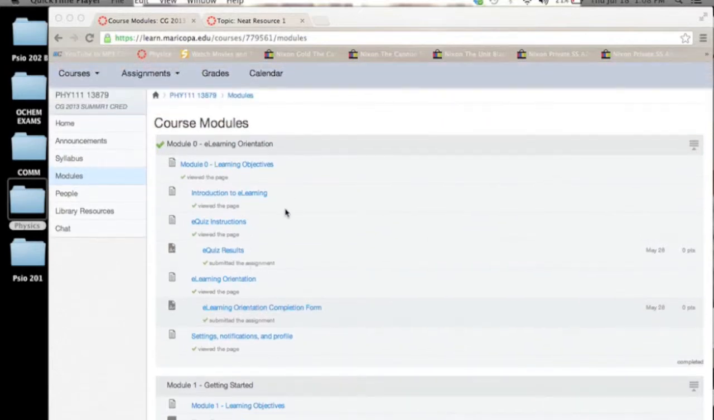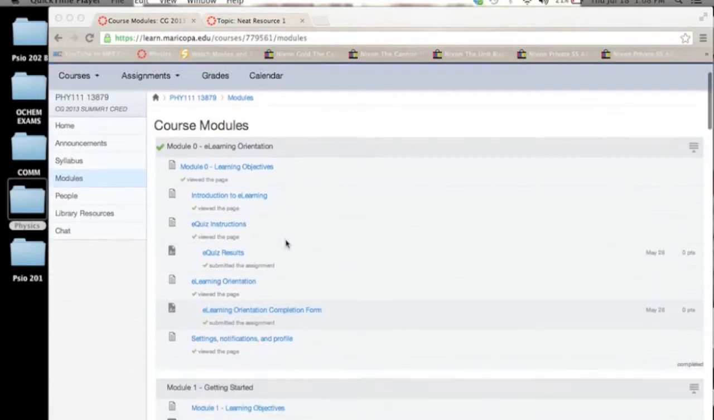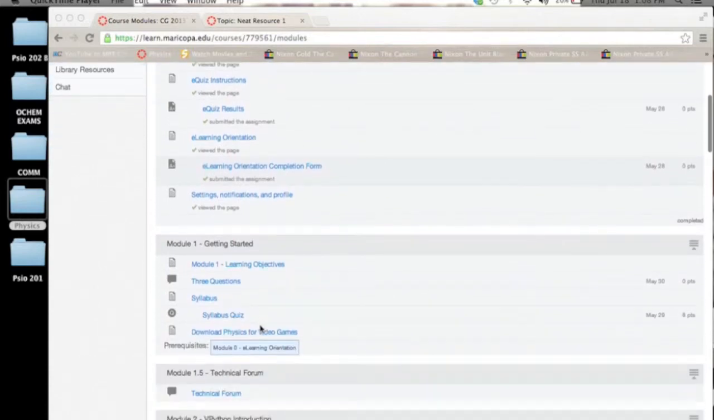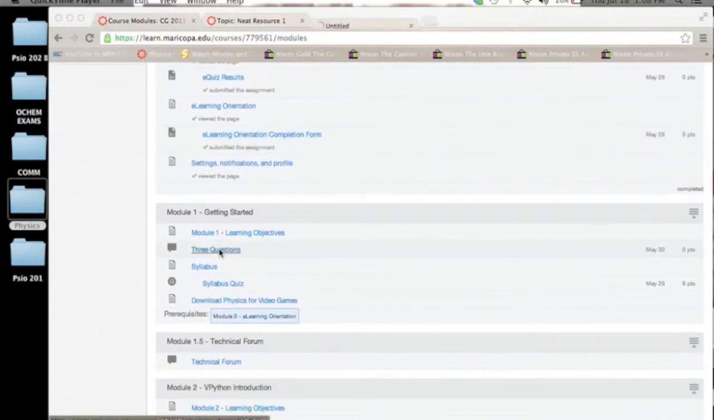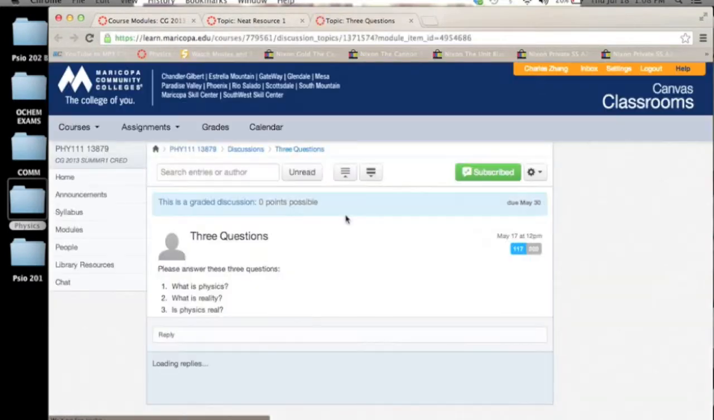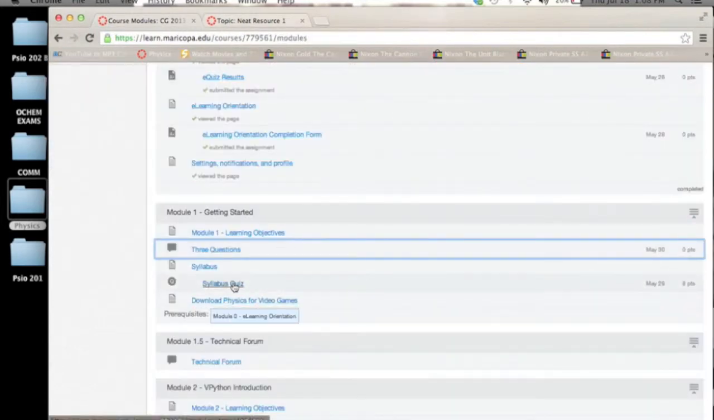So this is Module 0. This describes basically what Canvas is and how to use Canvas. And we had to put our own biography and picture and about us on this profile. Then we started off with 3 questions, which went into what is physics, what do you think about it, defining it, and what is reality and is physics real. Then we go into the syllabus, reading what is expected of this course, and we took a quiz on that as well.